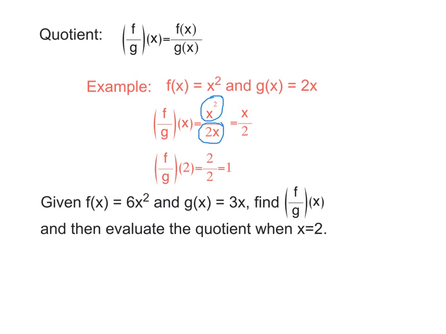Now I would like you to once again pause the video, and given the fact that f of x is equal to 6x squared and g of x is equal to 3x, I'd like you to find the quotient function f over g of x and then evaluate the quotient when x equals 2. Post your answers in the drop box, and then you can continue watching the video.